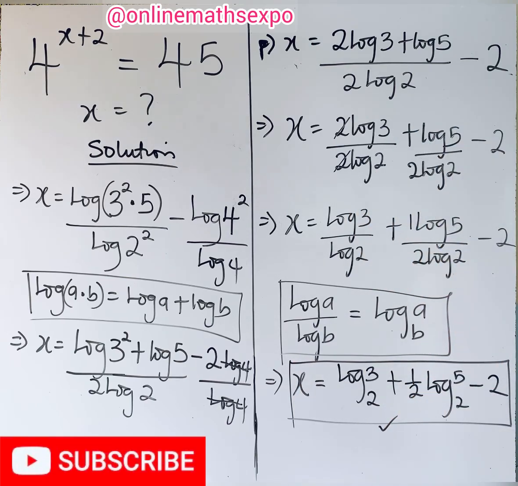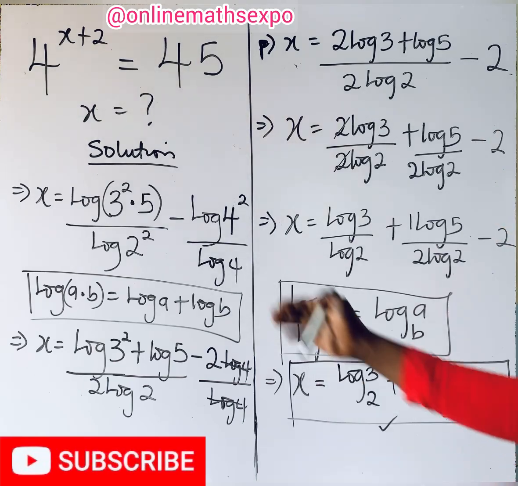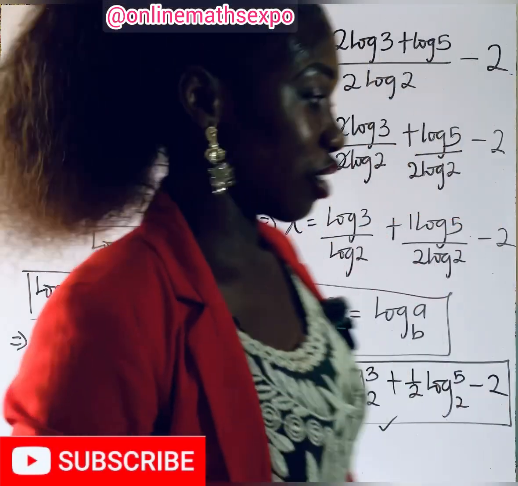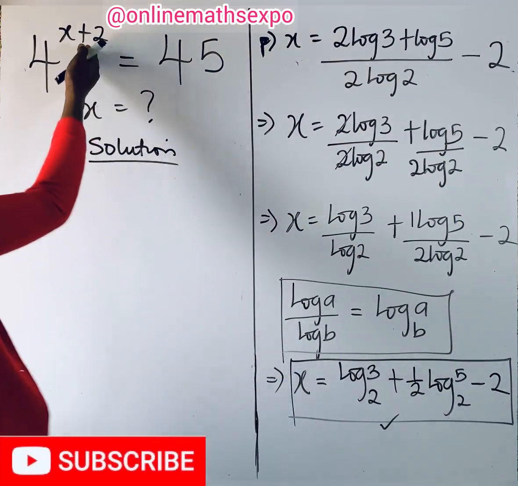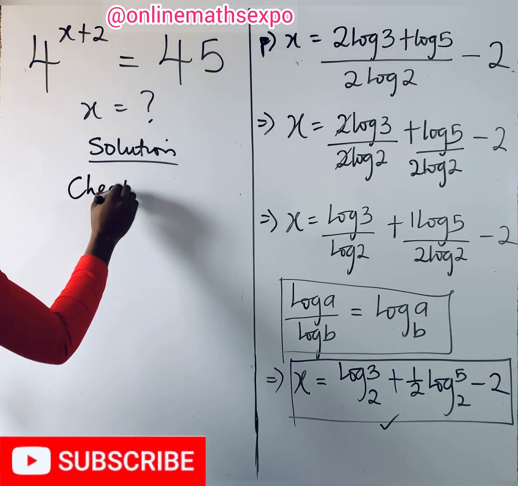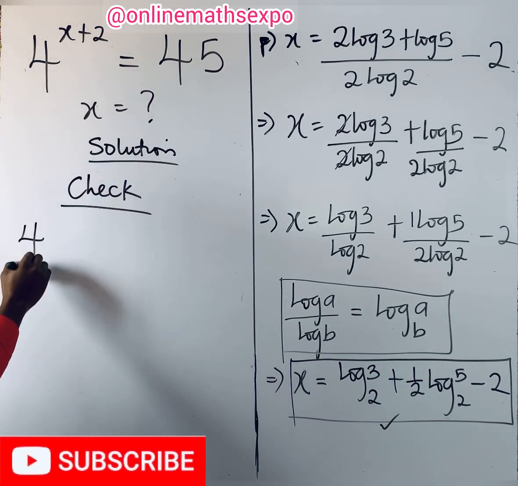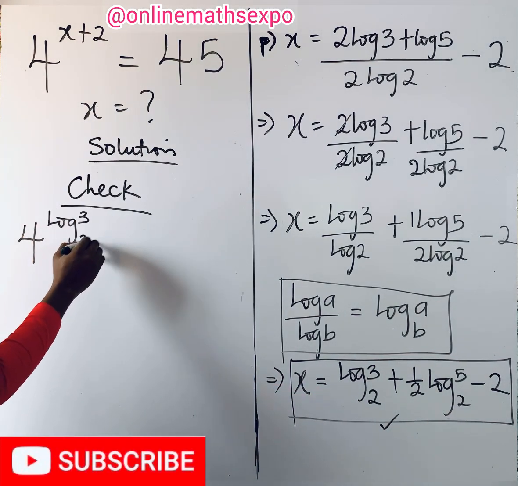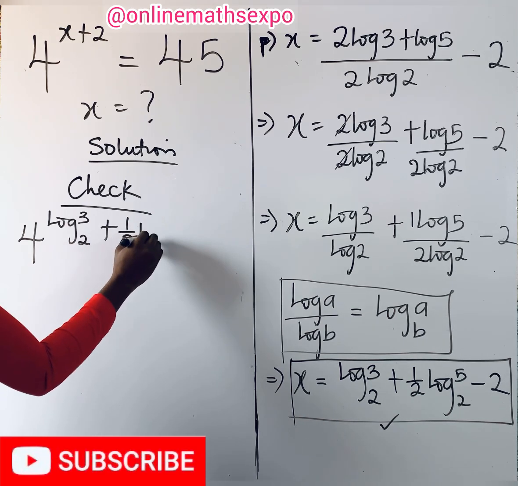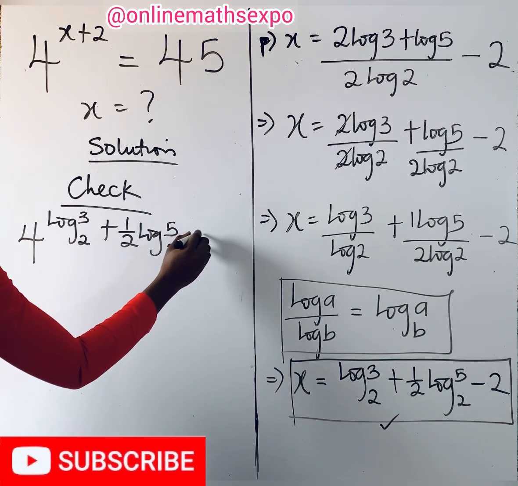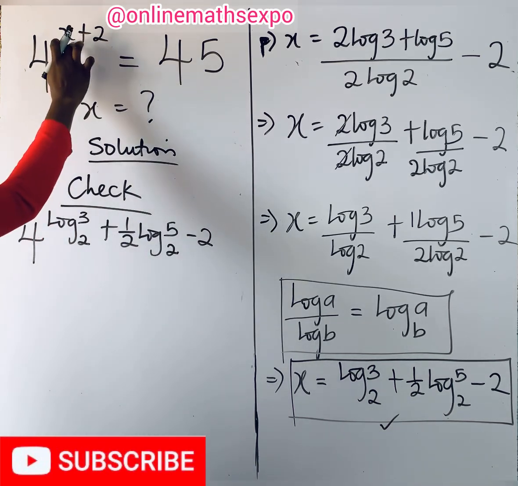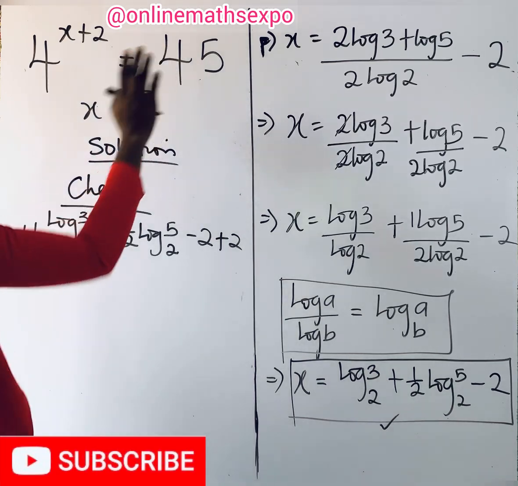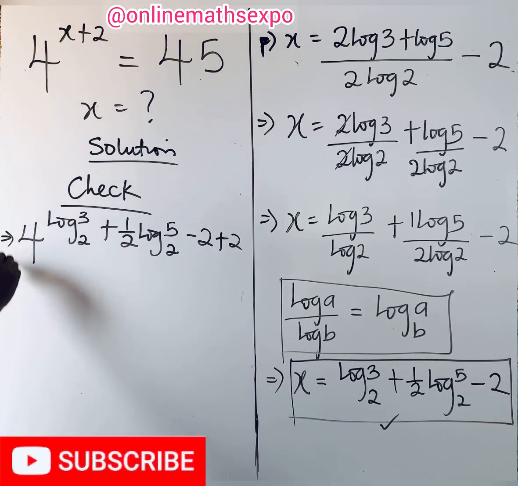But we're going to check to know if actually when we put this value at the left side of the equation, will it give us 45? Let's do that together, substituting x into the left side. So we check, this is giving us 4. The whole of this is our x, so we have log of 3 base 2 plus half log 5 base 2 minus 2. This is for your x. Then add 2 to it. Let's check if this will give us 45. It's just very simple. So let's do it together.